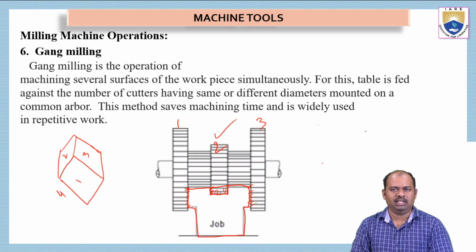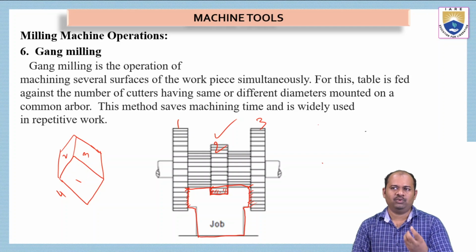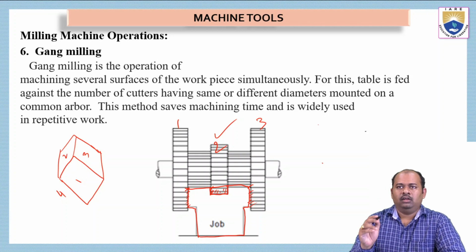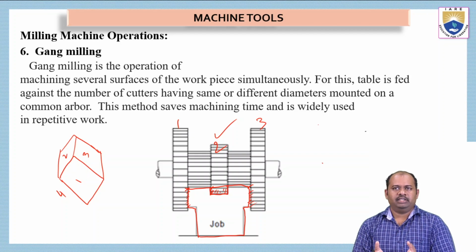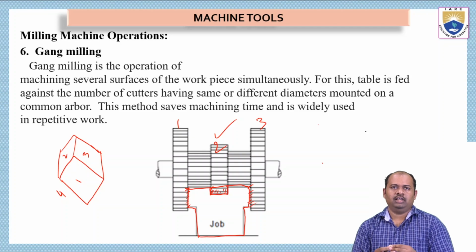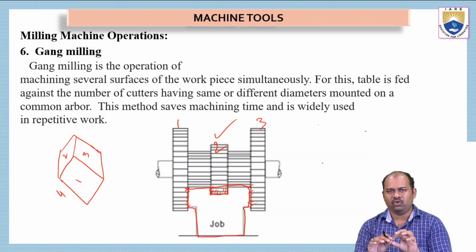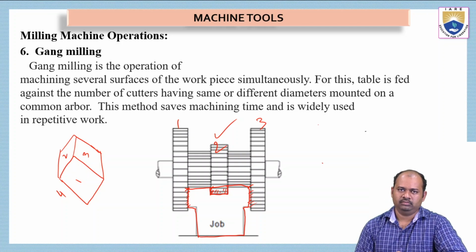So gang milling is very widely used because we can do multiple operations by simply changing the arrangement of the cutters and workpiece. We can do multiple operations on the workpiece at the same time. For this, the table is fed against a number of cutters having the same or different diameters mounted on a common arbor. So all the 3 cutters are mounted on a common arbor. This method saves machining time and is widely used in repetitive work.